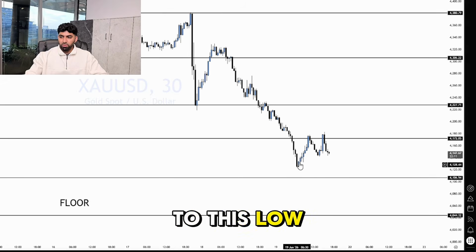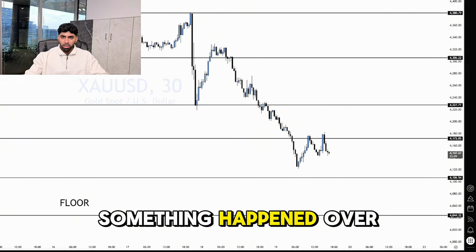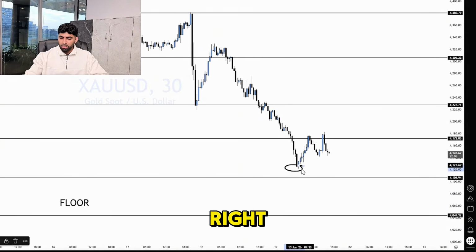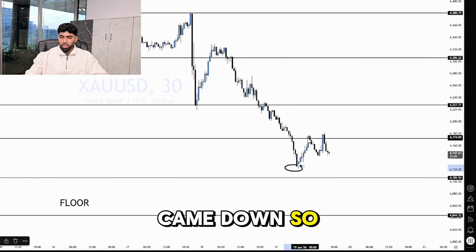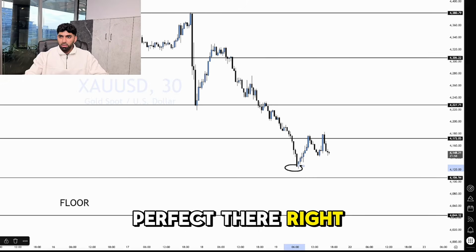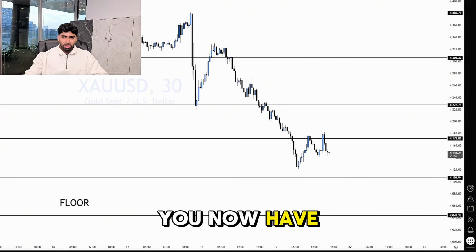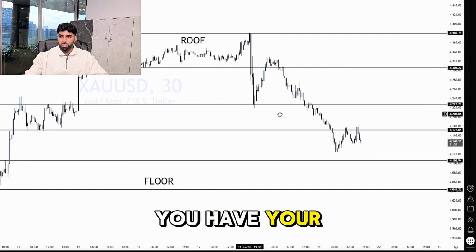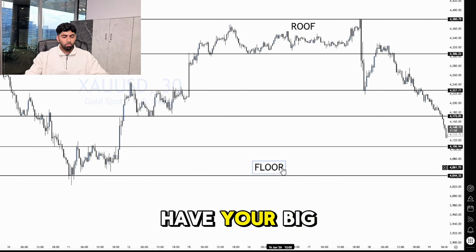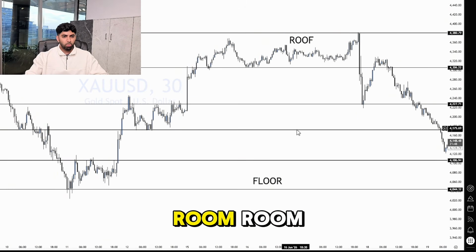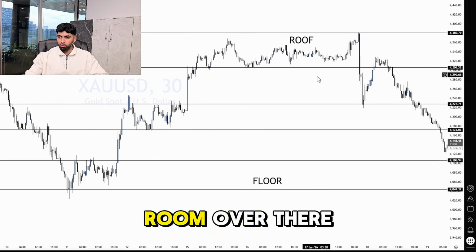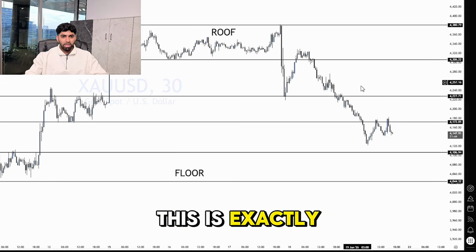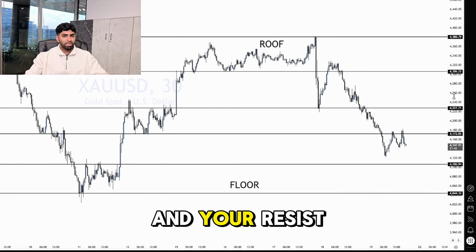Then you can see we now follow. The market came to this low over here, bounced up. So you can see something happened over here as well, right? Something happened over there, so keep that in mind. Then follow along. It hit the same level, came down, hit the same level, came down. So the line is perfect there, right? And just like that, you now have constructed all of the rooms in your house. You have your big roof, you have your big floor, you have your room, another room over there as well, right? This is exactly how you draw in your support and your resistance on your chart.